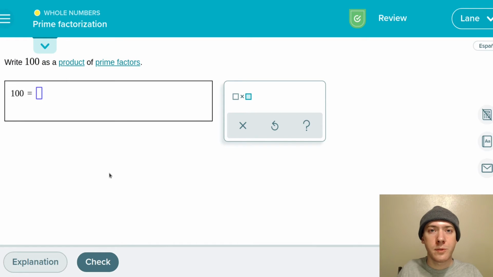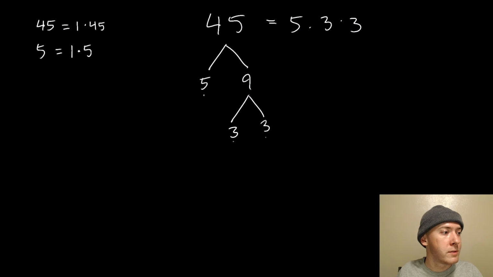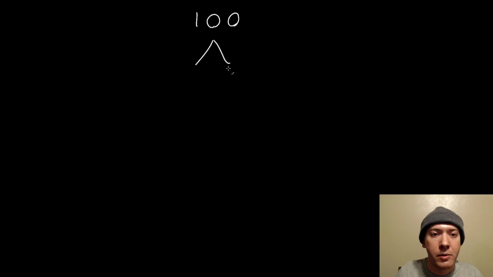Okay, let's work on this one. What is 100 as a product of prime factors? So we're going to start our tree up here with 100. And we're going to say, what are two numbers that multiply to give us 100? Well, 100 is an even number, right? So I know that 2 times something is 100. 2 times 50 is 100, right?